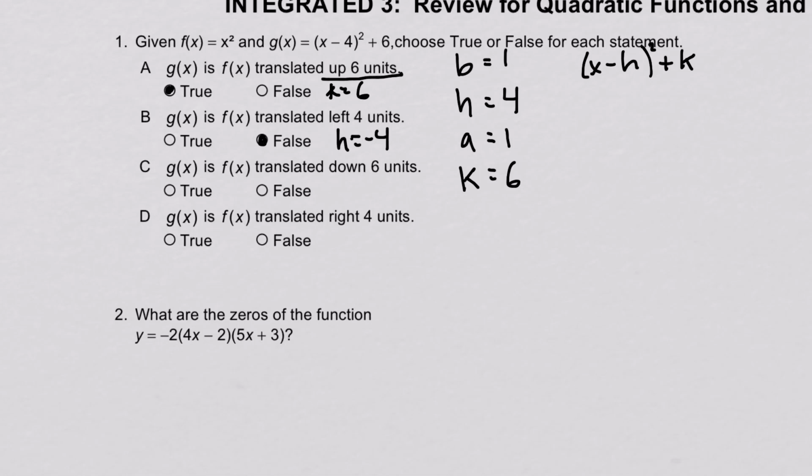C, g of x is f of x translated down 6 units. Well, that's impossible. We already said that it's up 6 units, not down 6 units. So A and C cannot both be true. This one has to be false. That would mean that k is equal to negative 6, and it's not true. K is equal to positive 6. And D, g of x is f of x translated right 4 units. Again, that's the opposite of B. We said false for B. This one, right 4 units, means that h equals positive 4. Okay, and that one is actually true. There you go.